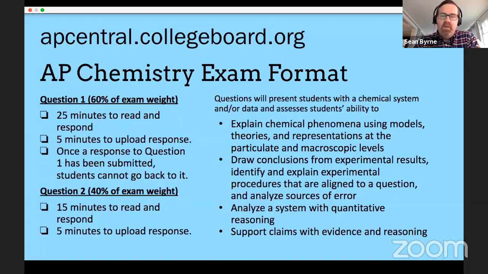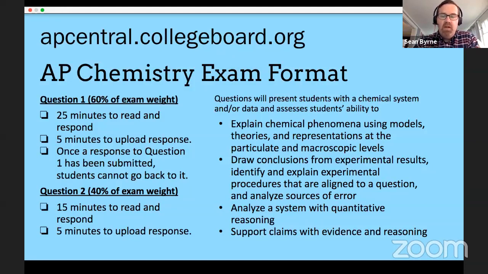Second reminder that the format of the exam will be two different questions. The first question, which is 60% of the exam weight, you will have 25 minutes to read and respond. So our assumption is that this will be a little bit longer question. In today's lesson, I'm going to try to give you one question that's modeled on what I would expect a question one to look like. So it would take a little bit longer, and there are multiple parts to it. The second question on your AP exam is a little bit shorter, 15 minutes to read and respond, and then 5 minutes to upload it.